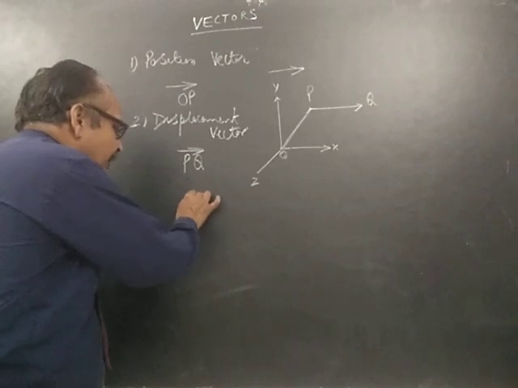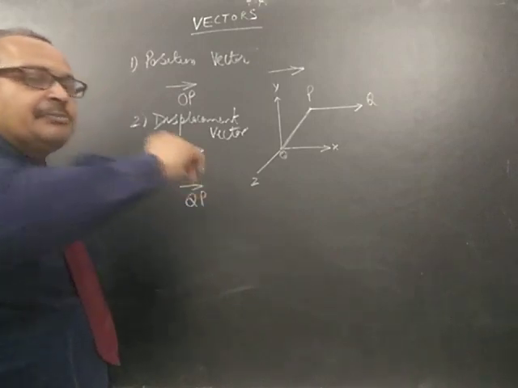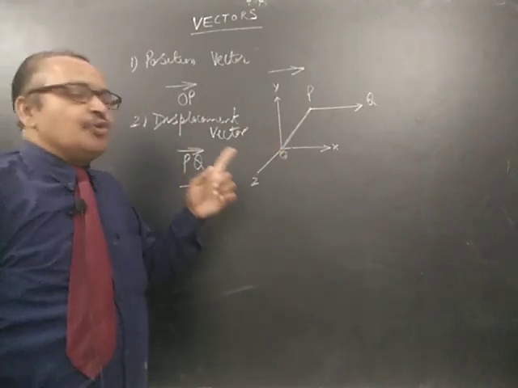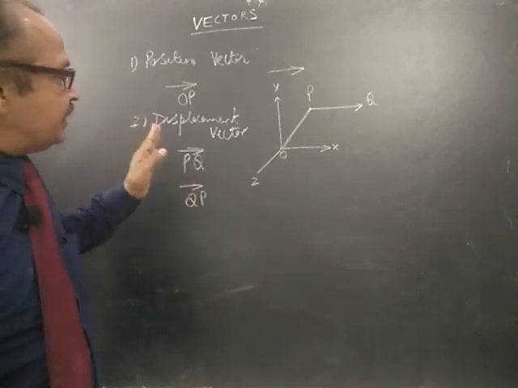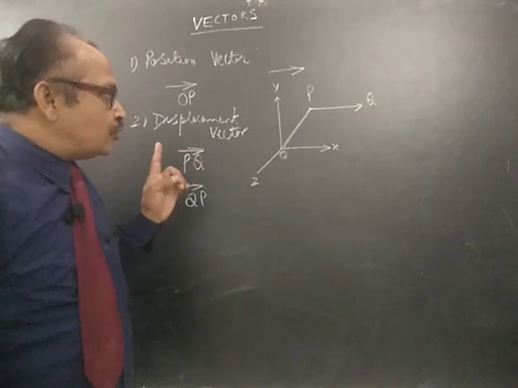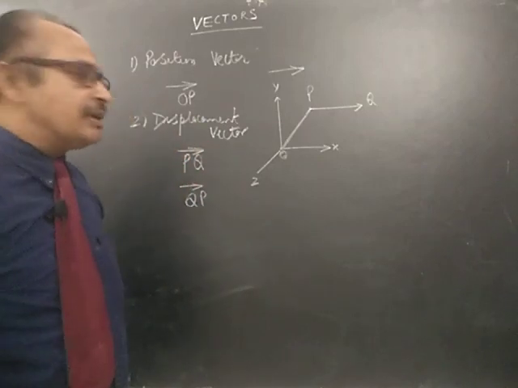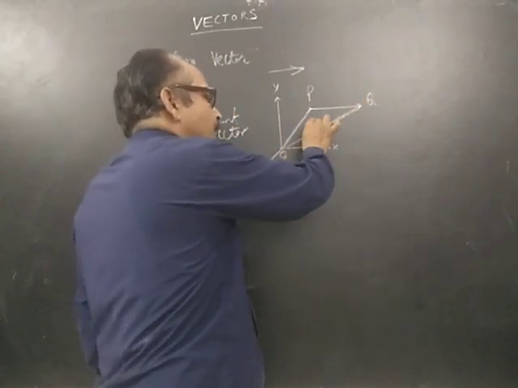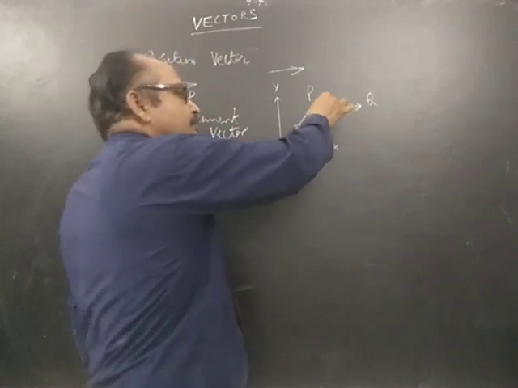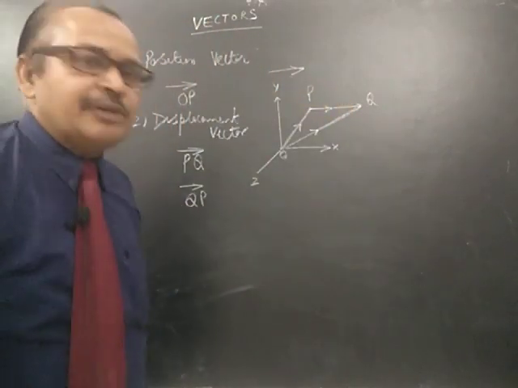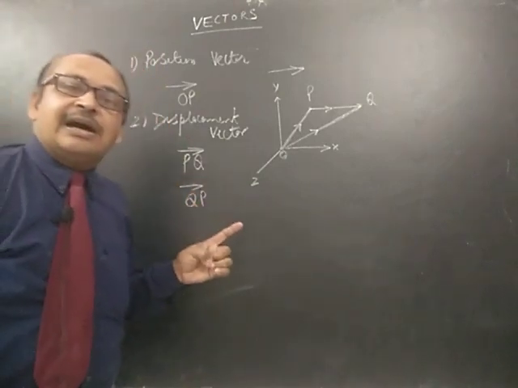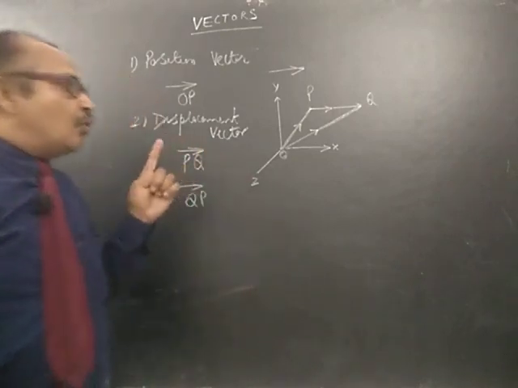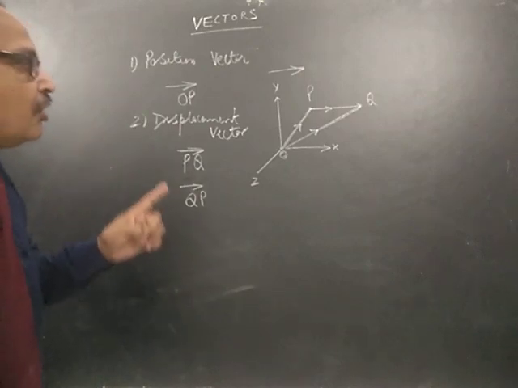And when I say QP, it means the body is displaced in the opposite direction from Q to P. Anyhow, any doubt in the displacement vector? So this is what we have to say. And somebody tell me, what is this OQ? Very good. So OQ is the position vector of Q.